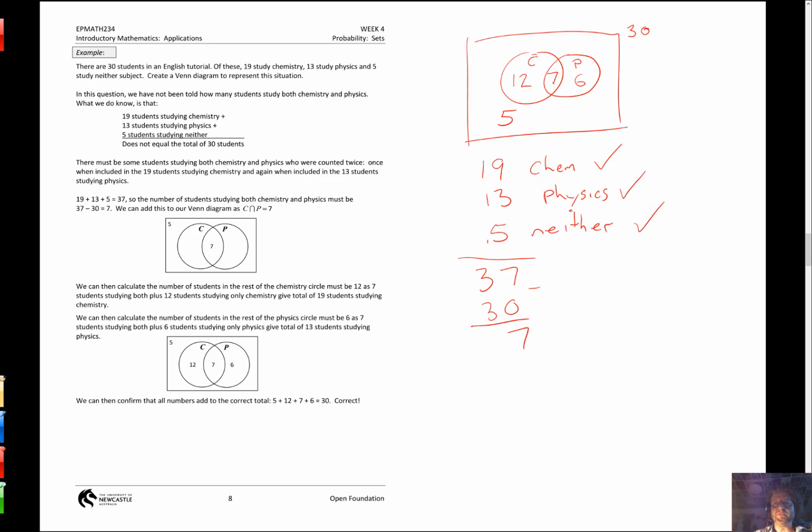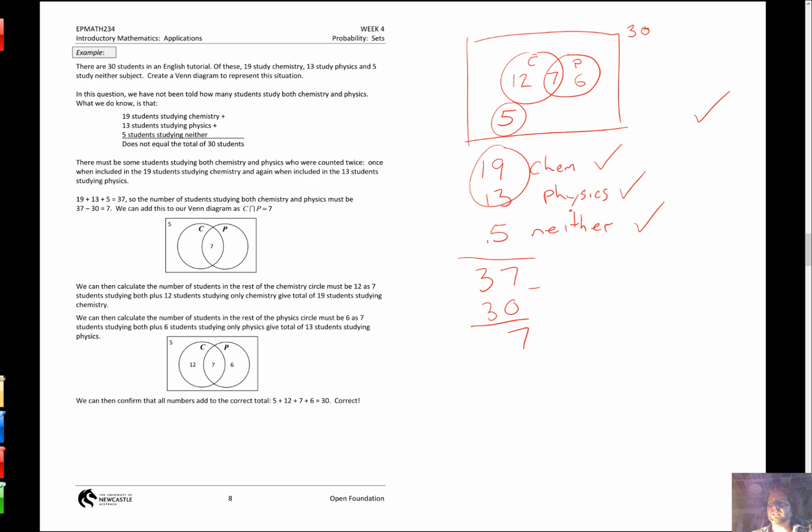If I add it up, 12 and 7 is 19, plus 6 is 25, plus 5 is 30. Winner. Okay, it's a bit nasty, but there are 2 main types we're going to get. The one on the previous page was a bit of a gimme, because it said only, but there are 2 main types we're going to get. This type, we got given neither, we got given our totals, we had to add them all up and find out how much more than the total they added to, and that allowed me to find the overlap.